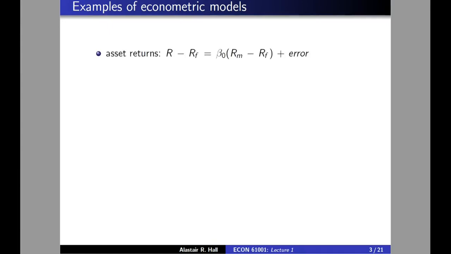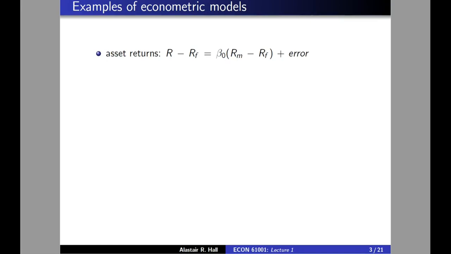Our first example involves the so-called capital asset pricing model, or CAPM, which is used to model asset returns. Here, capital R represents the return on the asset in question. Capital R sub F is the risk-free rate, which is the return on some riskless security, typically taken to be a treasury bill if we're using US data. Capital R sub M is the return on the stock market portfolio. So the CAPM is telling us that the excess return on the asset is beta 0 times the excess return on the market plus this error term.